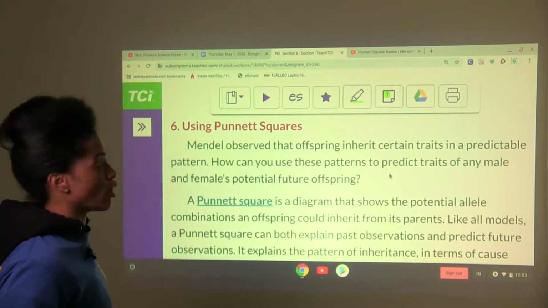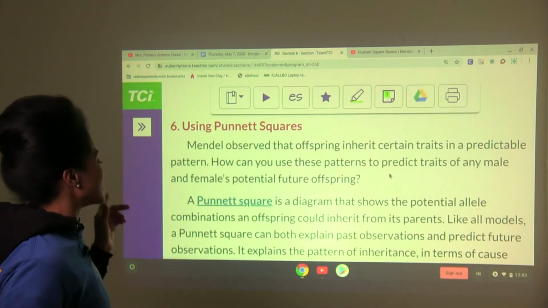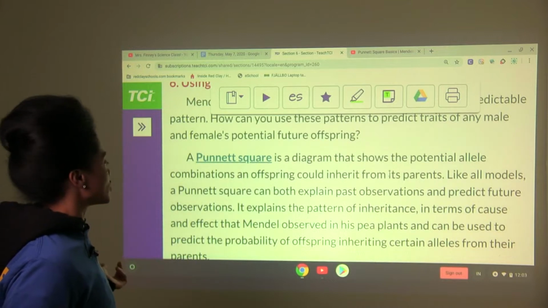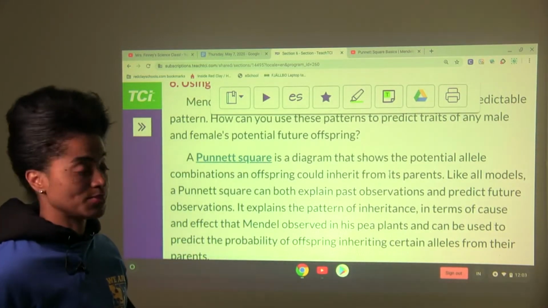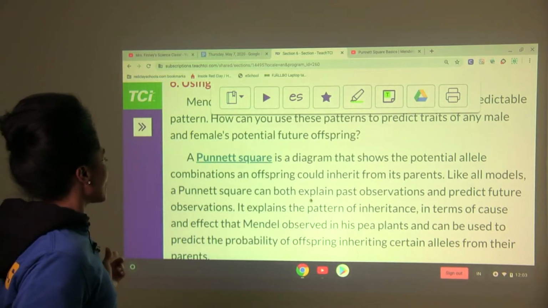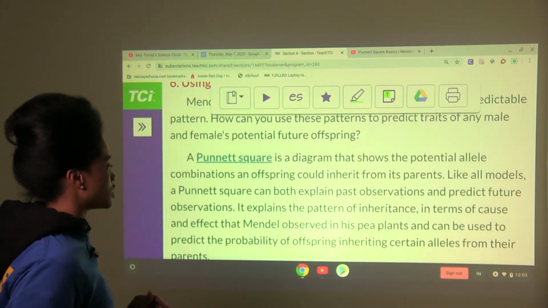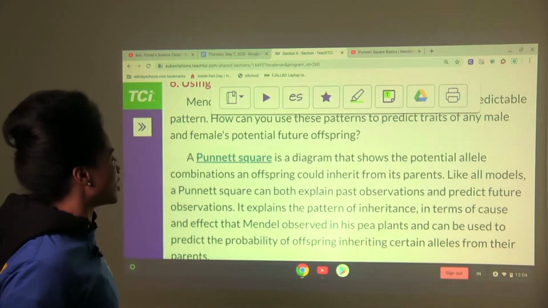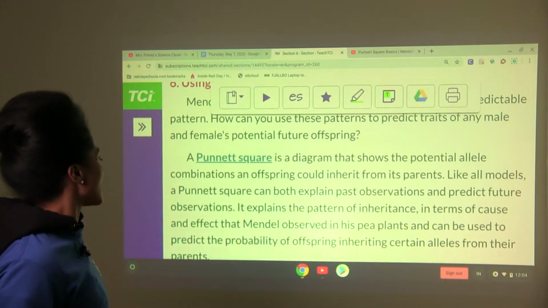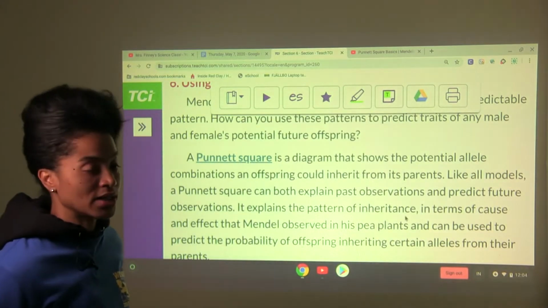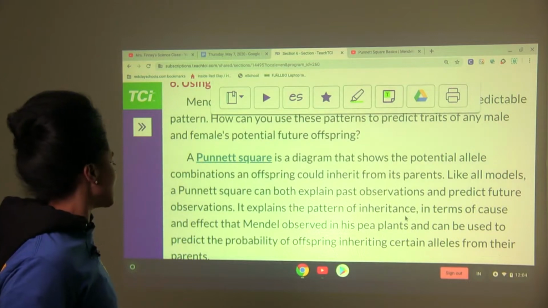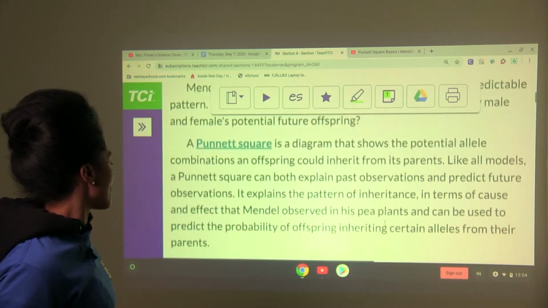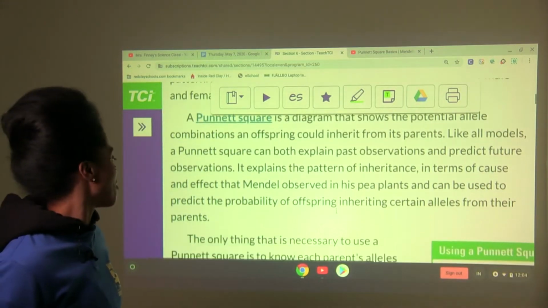potential future offspring? A Punnett square is a diagram that shows the potential allele combinations an offspring could inherit from its parents. Like all models, a Punnett square can both explain past observations and predict future observations. It explains the pattern of inheritance in terms of cause and effect that Mendel observed in his pea plants and can be used to predict the probability of offspring inheriting certain alleles from their parents.